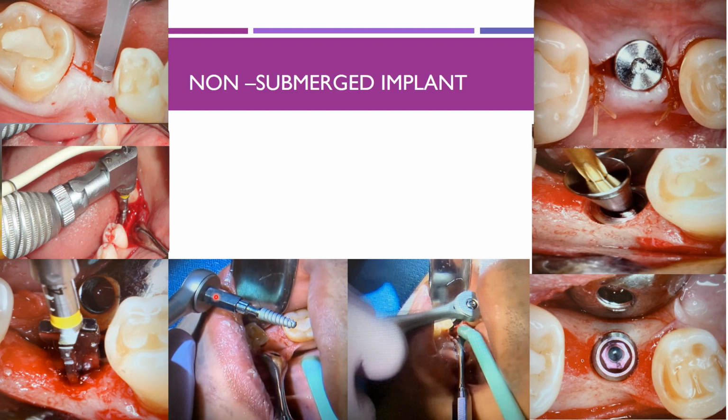You can see that it has been taken with the ratchet, carried to the osteotomy site, and inserted at a very slow speed along with irrigation. And this is the non-submerged implant. You can see that the implant shoulder has been placed at the bone level. It will be emerging through the soft tissue, and then the gingival former has been given. A long gingival former will be given for a non-submerged implant. So this is a post-operative view.